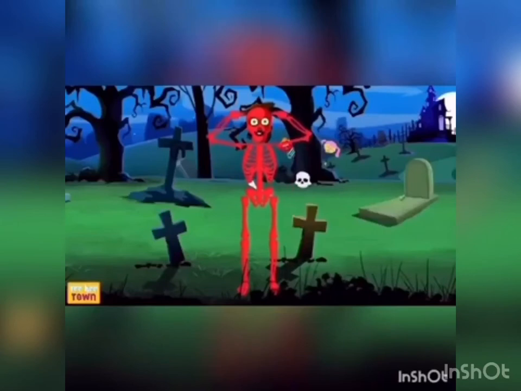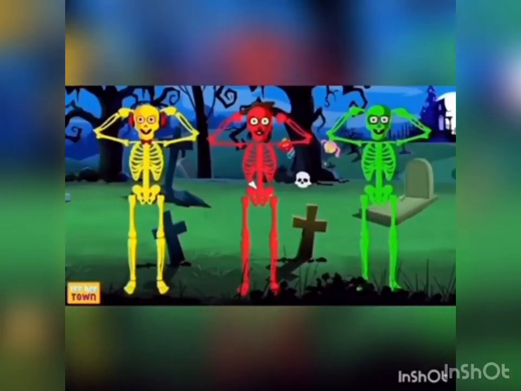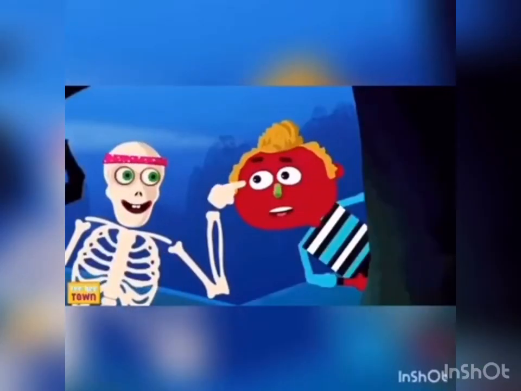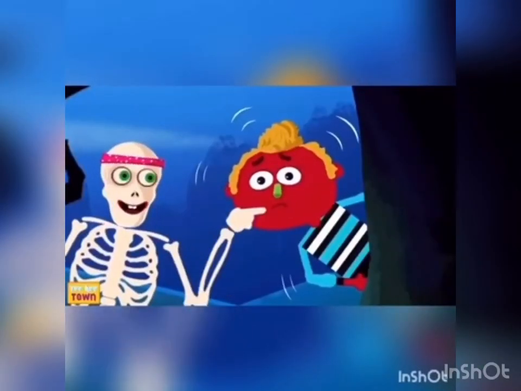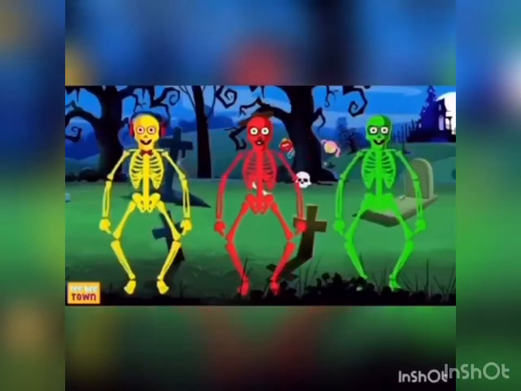Head, shoulders, knees and toes, knees and toes. And eyes and ears and mouth and nose. Head, shoulders, knees and toes, knees and toes. But skeletons don't have a nose.